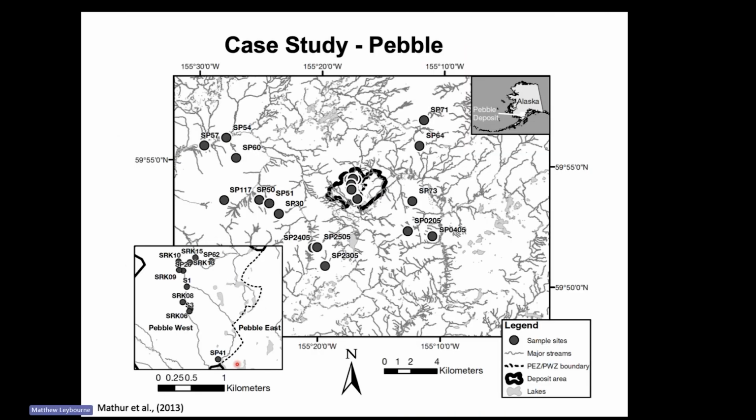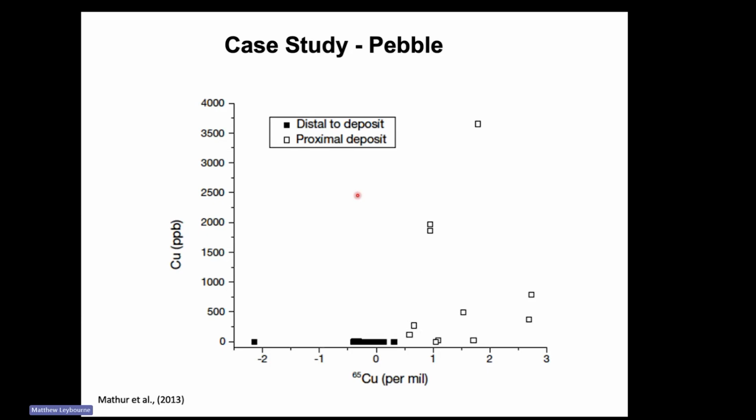In another case study, this is the Pebble deposit, which is in Alaska. It's quite a controversial deposit because it's very large and potentially very economic, but there's lots of environmental issues, including threats to salmon fishing and First Nations. Nevertheless, the dots represent a series of stream samples and groundwaters that were taken around the deposit. And this is the upshot.